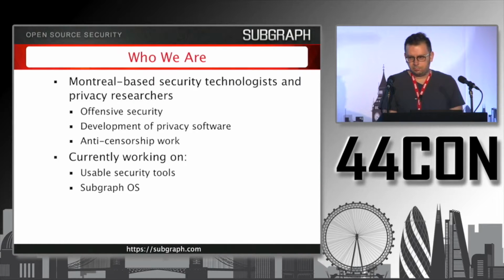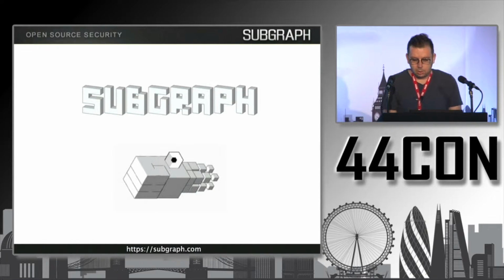So we are a group of kind of old school security people. We come from security focus, Core, if you guys remember Core Impact. So we have a lot of background in offensive security and in the vulnerability research and exploit world. We're currently working on usable security tools. We're working on defensive technology, and we have an open source project called Subgraph OS, which some of you might be aware of, that we released an early version of last year. So I'm talking about that.